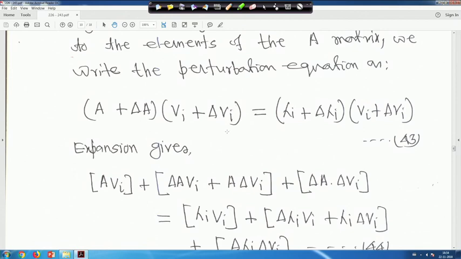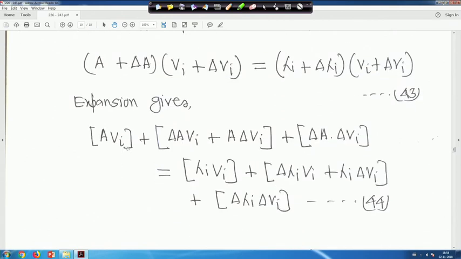So, this expansion gives A v_i plus delta A v_i plus A delta v_i plus delta A delta v_i is equal to lambda_i v_i plus delta lambda_i v_i plus lambda_i delta v_i plus delta lambda_i delta v_i. But the quadratic terms, delta A delta v_i and delta lambda_i delta v_i, we will neglect, assuming their contribution is negligible. This is equation 44.